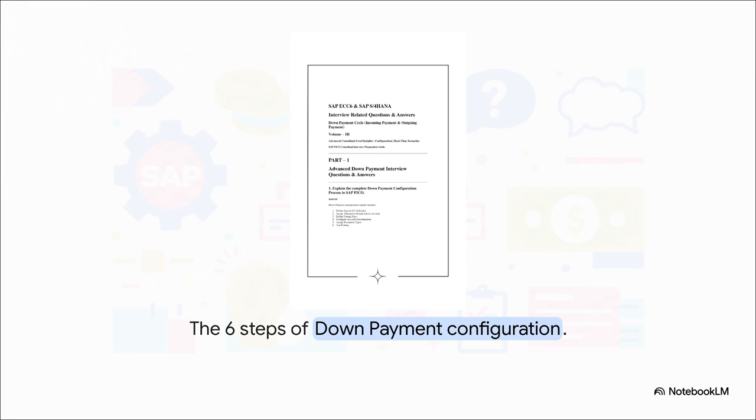First, you define that special GL indicator we just talked about. Second, you assign the alternative reconciliation account. Third, you define your posting keys. Fourth, you configure the account determination. Fifth, you assign the document types. And finally, step 6 is executing a test posting to make sure it all works. Memorizing this exact sequence really gives you the backbone of down payment configuration.